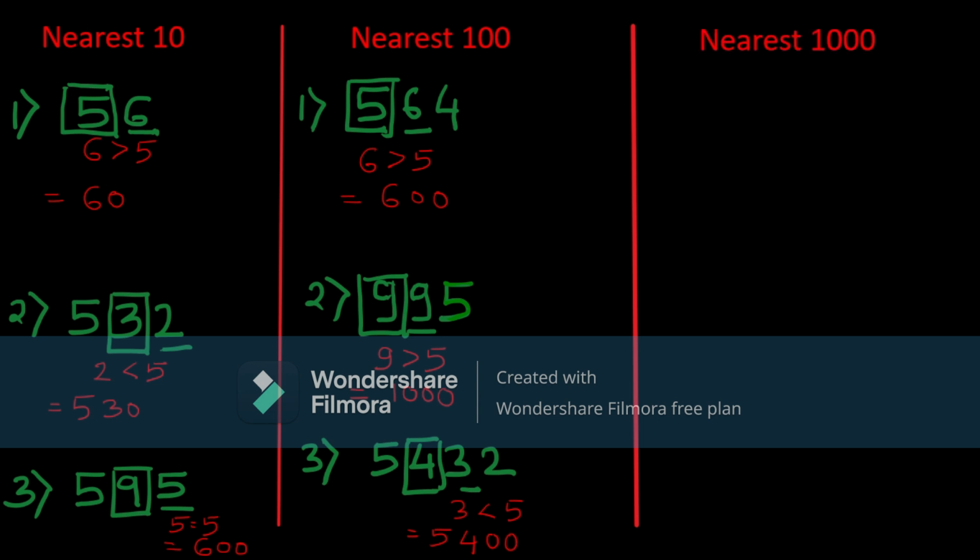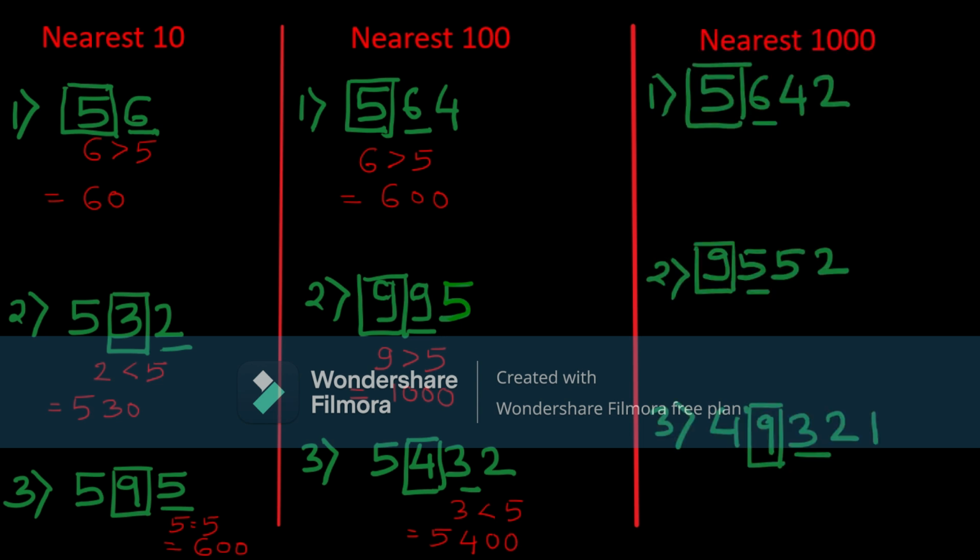Let's learn how to round to the nearest 1000. You can see at the 1000 place the number is 5, and the number to the right of that is 6. 6 is greater than 5, so we'll increase this 5 by 1. So this will become 6000.